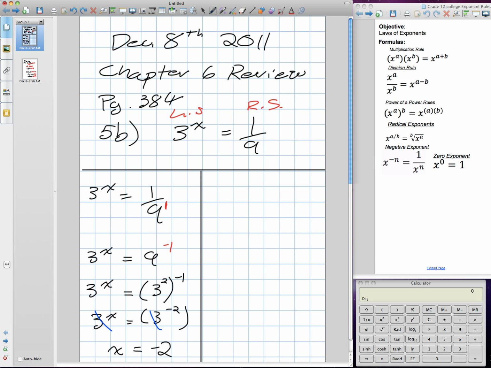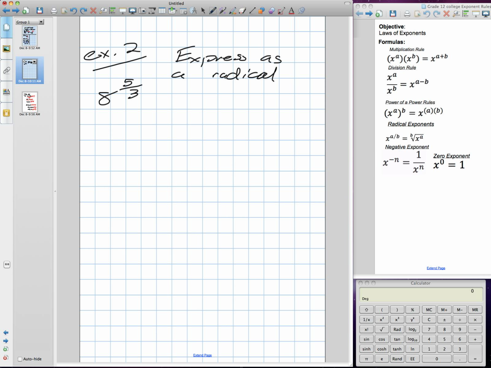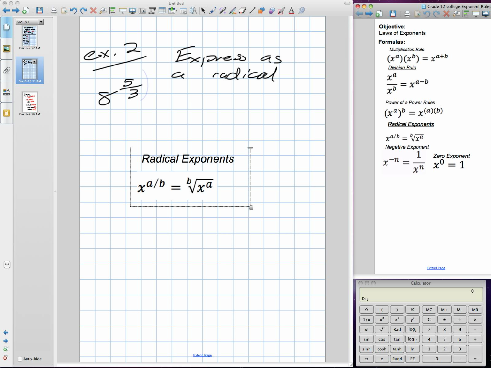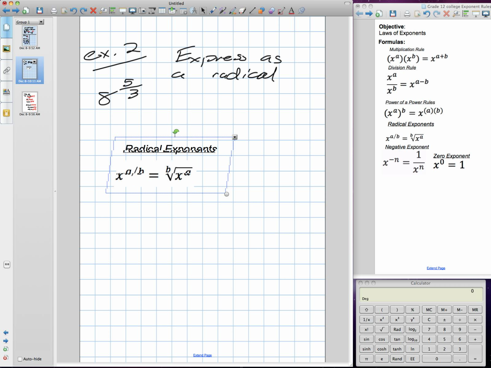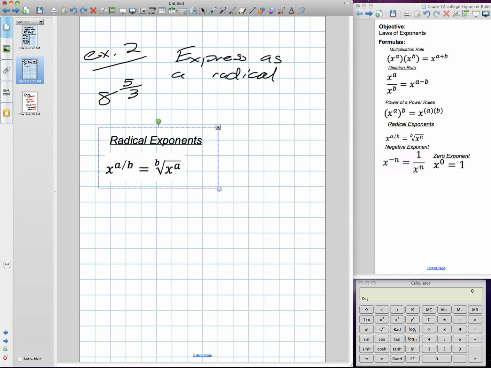It says express as a radical. You have base 8. It is to the power of 5 over 3. So in these cases, we have to remember our rules for radicals. Okay? So we have a radical exponent here. And what this says is x to the power of a over b is equal to the b-th root of x to the power of a. Or in other words, it looks like this. We have our a value.